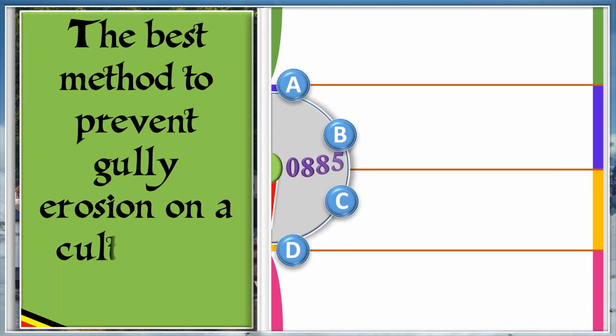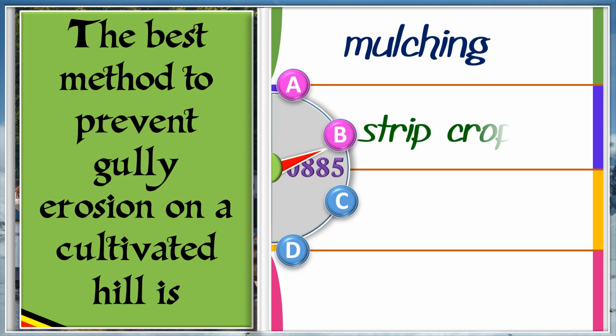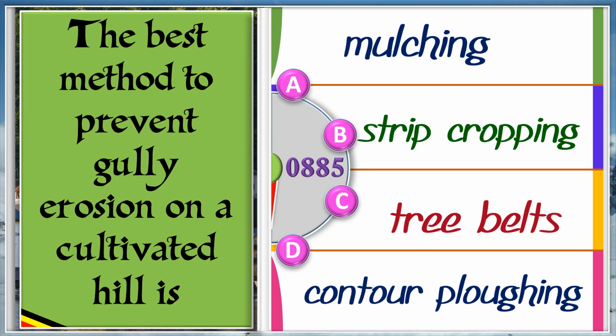The best method to prevent gully erosion on a cultivated hill is: A. Mulching. B. Strip cropping. C. Belt trees. D. Contour plowing. And the answer is D. Contour plowing.